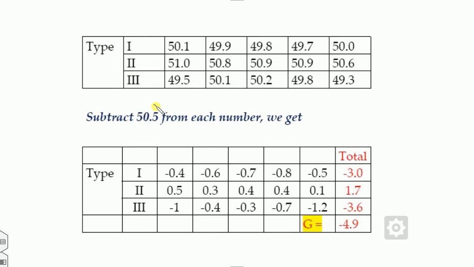Now look at that. This is my original table. I just subtract 50.5 from each number. You can subtract 51 also, it depends on you. The best way is to look at the smallest number inside it, which is 49.3. What is the largest number? The largest number is 51. So you can take any number in between them. I just take 50.5. So when you subtract 50.5 from 50.1, you will get minus 0.4. Similarly, you get minus 0.6 and so on.